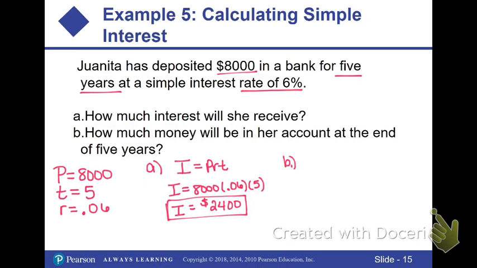Now B says how much money will be in our account at the end of the 5 years. Remember the way this formula worked, we just found out how much she's going to get in interest, but she still had that beginning amount. So her ending amount is equal to the beginning amount plus the interest. And so that would be the 8,000 plus the 2,400 that she received. So her ending amount is going to be $10,400.